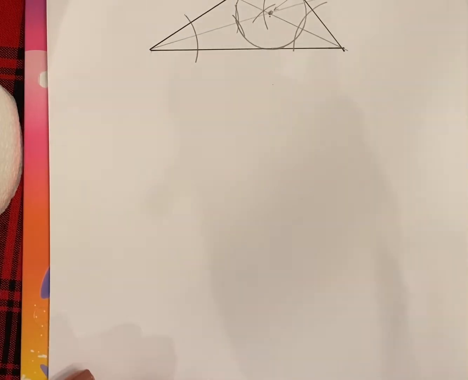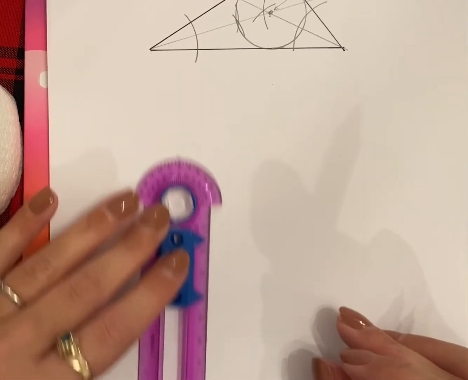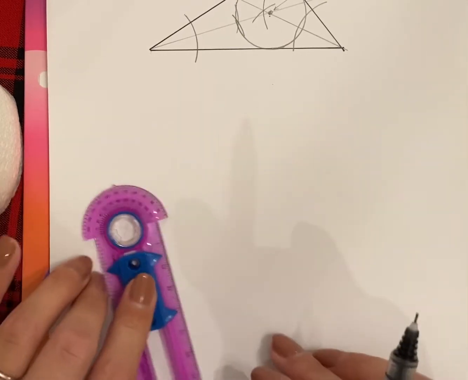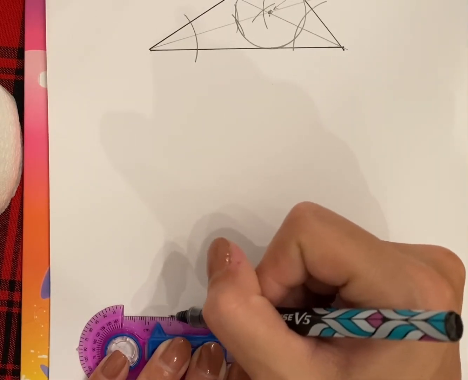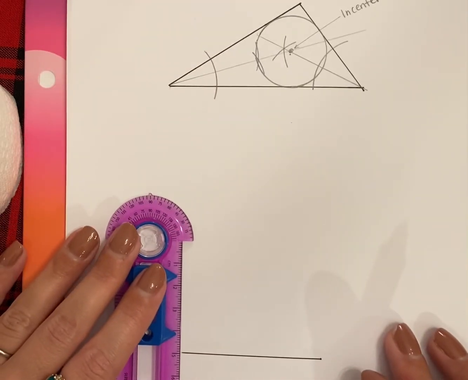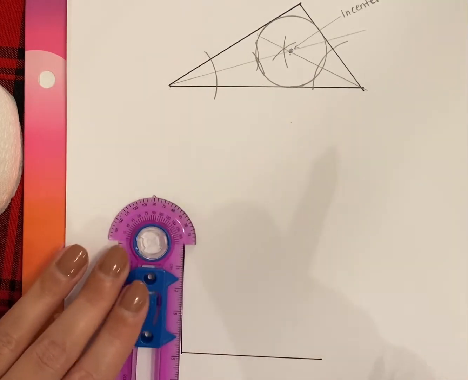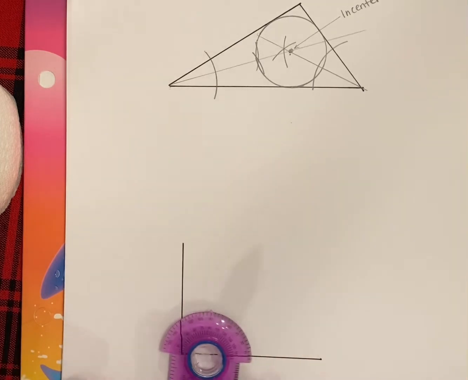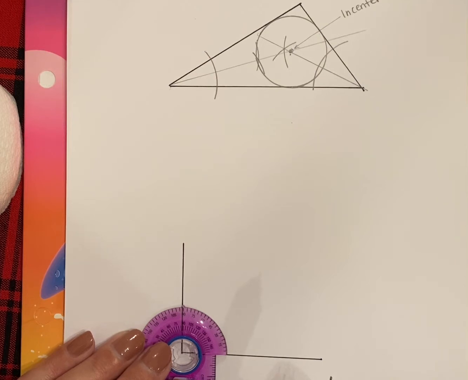I don't have a protractor at my house, so I'm just gonna eyeball it and hope for the best. I guess I have this little protractor I could try to use. Here, let's just do this. Okay, mine's slightly bigger than 90, but it's okay.